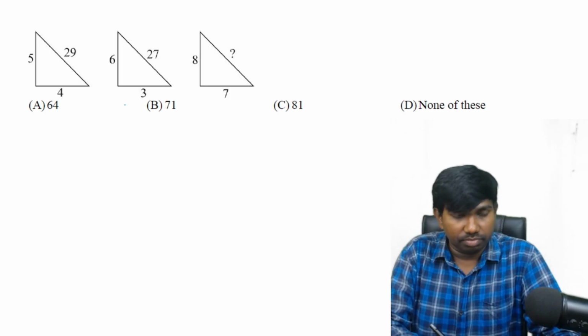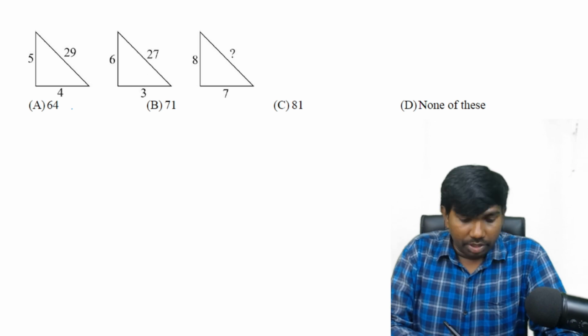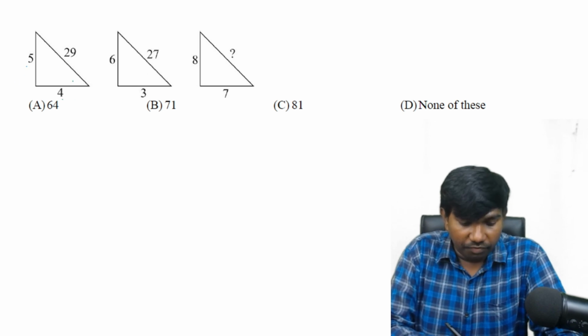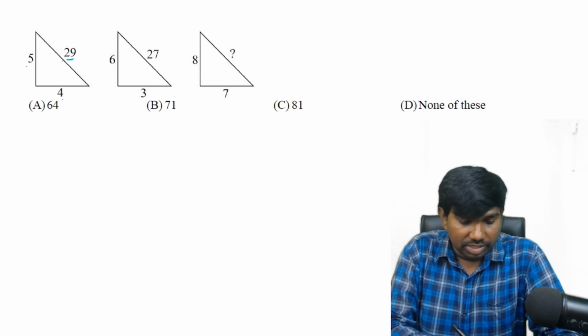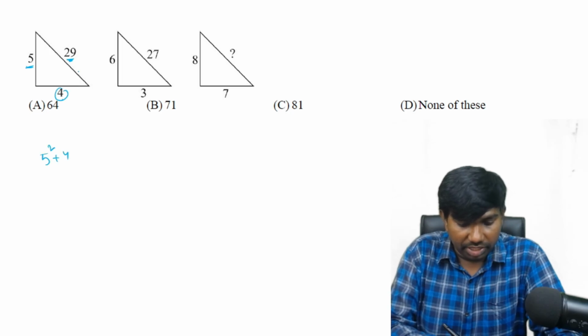Same way here also, depending upon the answer options, we should pick one answer. Yeah, next one, 5 and 4. How to deal with these two to get this number 29? Yes, it is nearby the square of 5, right? 5 square is 25 and then plus 4 is 29.